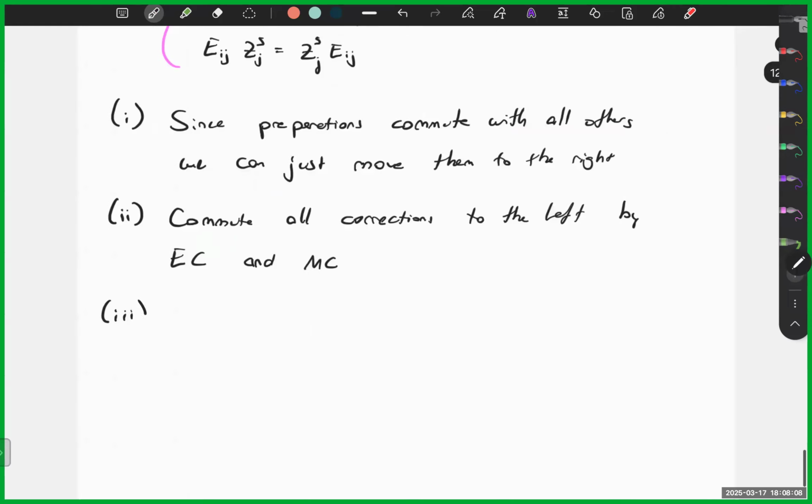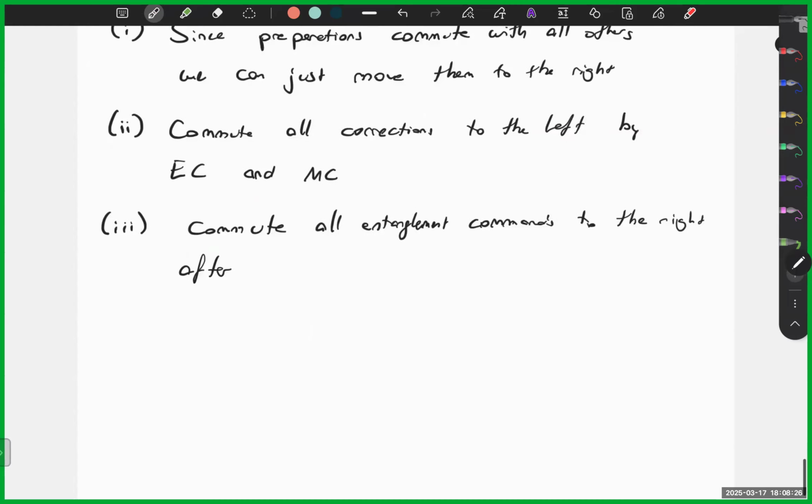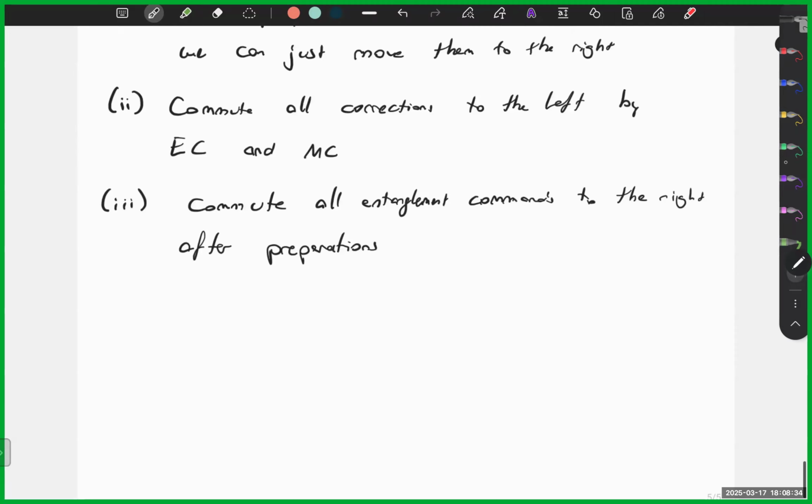And lastly, commute all entanglement commands to the right after preparations. So before this part, we are in a situation that C's appear here, M and E's are mixed in here, and N's are here, the preparations and corrections.